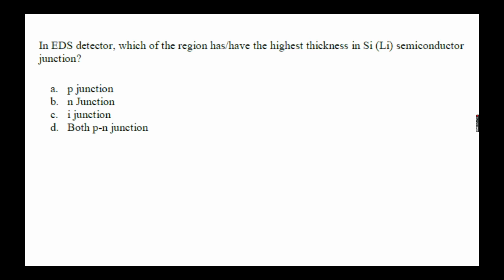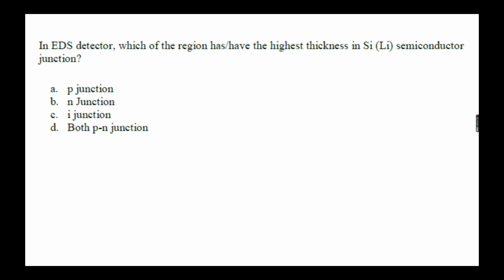So this is again the same thing that I have shown you a few slides back, the diagram which I showed you three or four times. This is asking about the thickness. In an EDS detector, which region has the highest thickness in a silicon semiconductor junction? P junction, N junction, I junction, or both P and N junction? If you remember the diagram, you will be able to answer. I junction, which is correct.